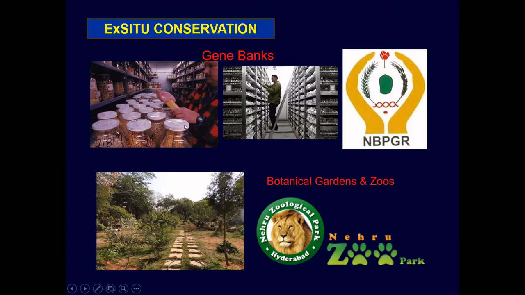If any species is lost, we can take the material stored in these gene banks, and we can propagate it, and thus we can grow that species. So gene banks preserve the germplasm, and even the seed banks.